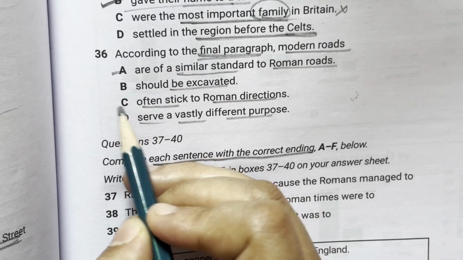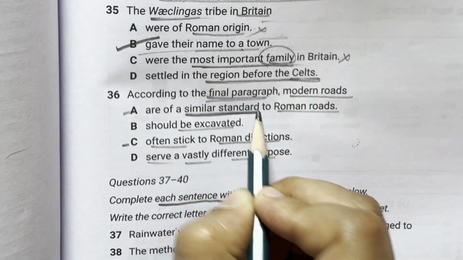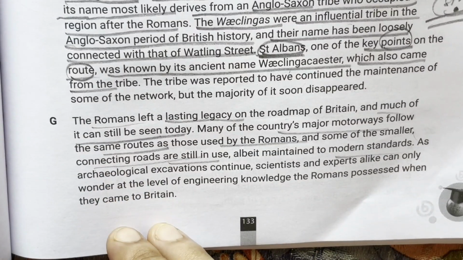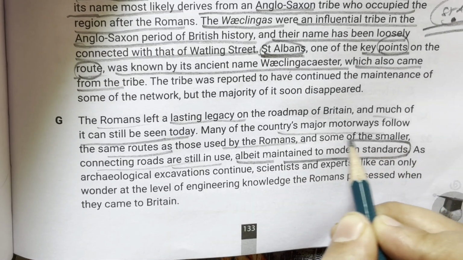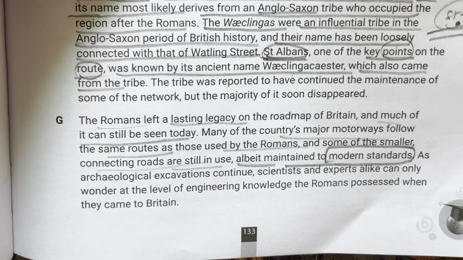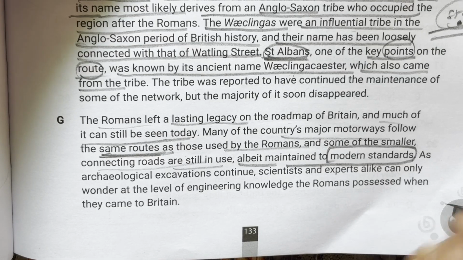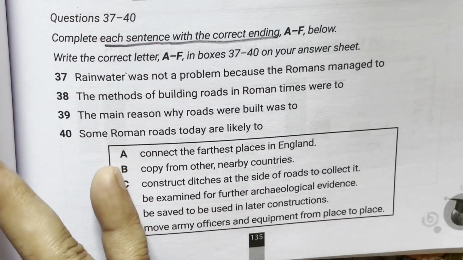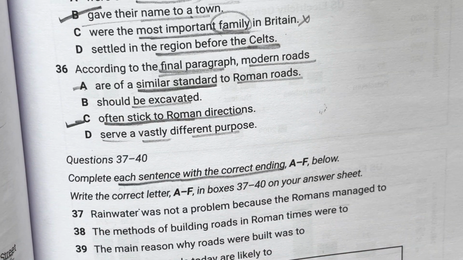So would you choose the A1 or the C1? That's the question. Are they of similar standard, or do they stick to Roman directions? This is what you have to find out. It says, albeit maintained to modern standards, so it is no longer Roman standards. Of course, the directions and the routes are still existent even today. So that's how you'll make a choice. So it is the C1, not the A part. Often stick to Roman directions.